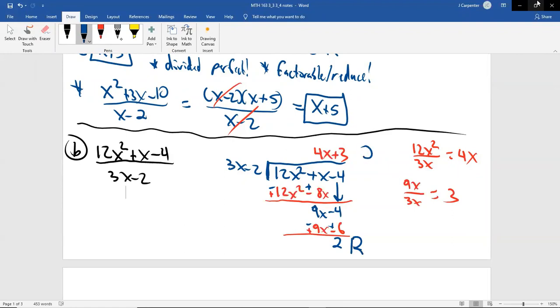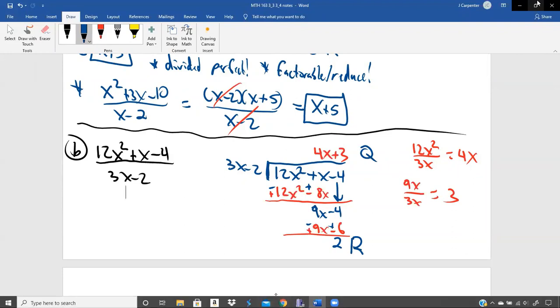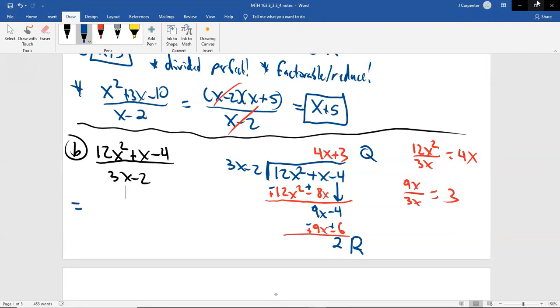The 4x plus the 3 is the quotient. So that says our answer goes quotient plus remainder over the original bottom. So 4x plus 3. Now that's a positive 2. If that had been a minus, then I'd just go a minus after that, or plus negative. That would work too. But this is plus 2 over 3x minus 2.